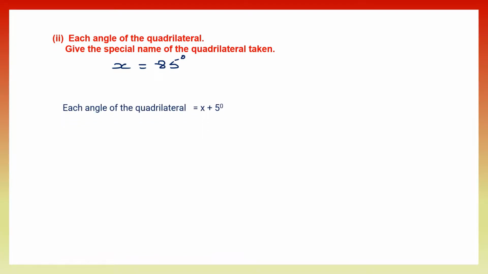So each angle of the quadrilateral is x plus 5 degrees, and x we found out to be 85 degrees. 85 plus 5 is equal to 90 degrees. That means each angle of the quadrilateral is 90 degrees. So we found that answer also. Each angle is 90 degrees.